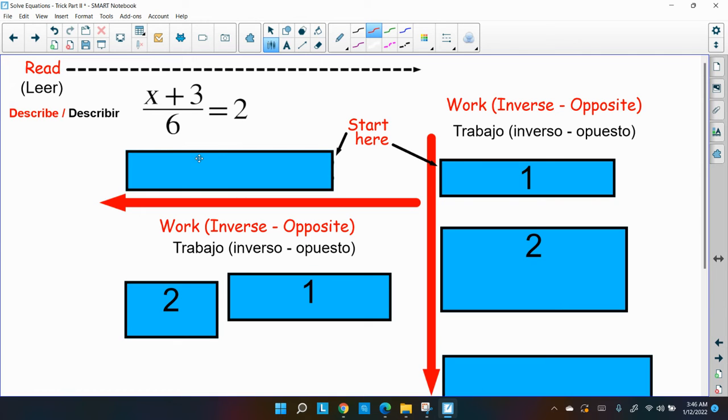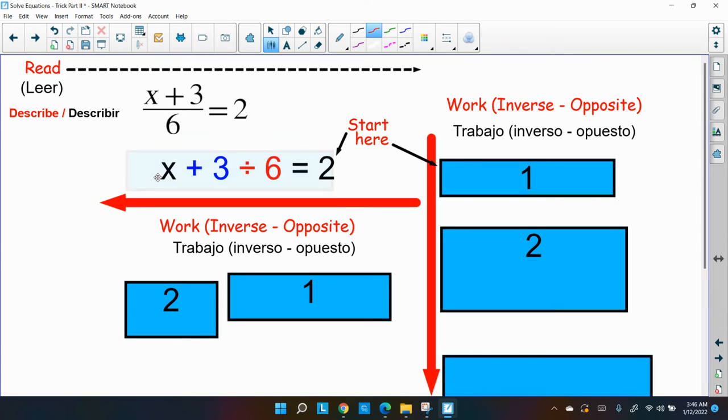Now let's describe that a little bit better, Dr. Rob. X is being added to 3, and then it's being divided by 6, because the numerator has two parts going on, x plus 3, and then it's being divided by 6. The fraction bar means divide in secondary math. And it equals 2.